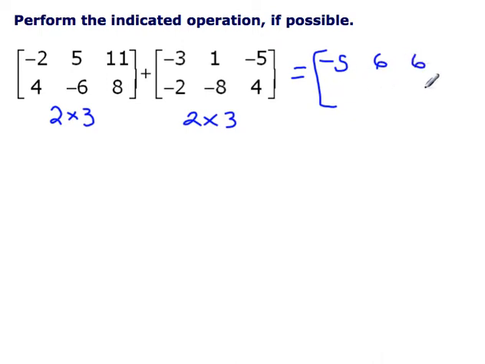Now we're going to move down to row 2. 4 plus -2 is 2. Next spot over, -6 plus -8 is -14. And then the last spot in row 2, 8 plus 4 is 12. So now I've done the addition of two matrices.